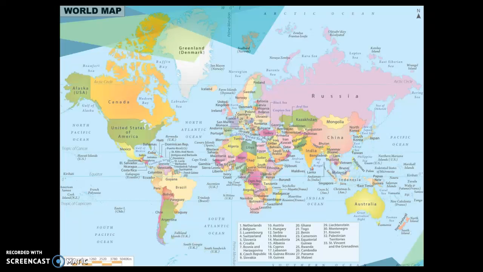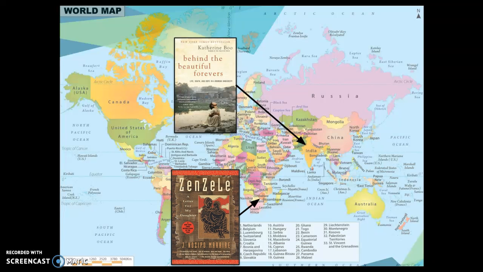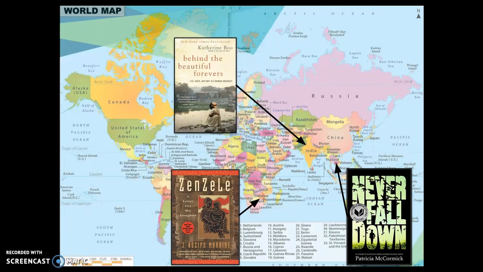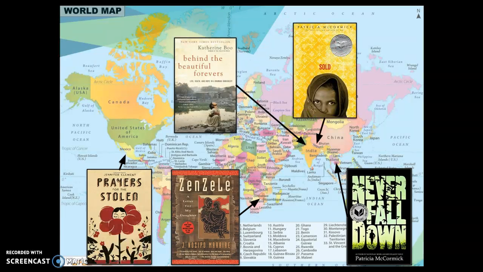We'll start in India with Behind the Beautiful Forevers by Katherine Boo. Next, we'll travel to Zimbabwe and read Zenzele: A Letter for My Daughter by J. Nozipo Maraire. We'll head over to Cambodia to read Never Fall Down by Patricia McCormick. Our last unit will include 2 books, the first being Prayers for the Stolen by Jennifer Clement, set in Mexico. And we're also going to listen to the audiobook for one of Patricia McCormick's other books, Sold, set in Nepal and India.